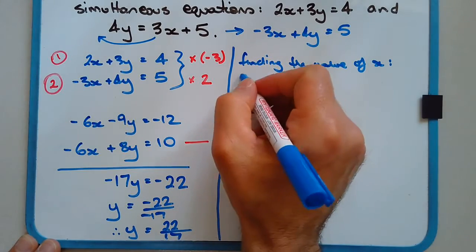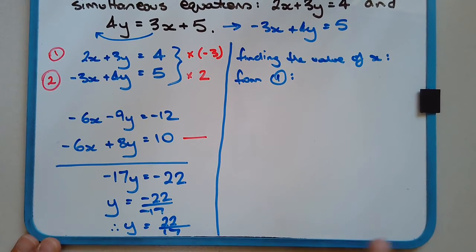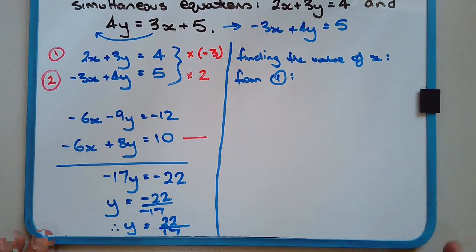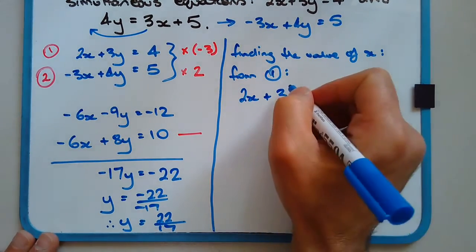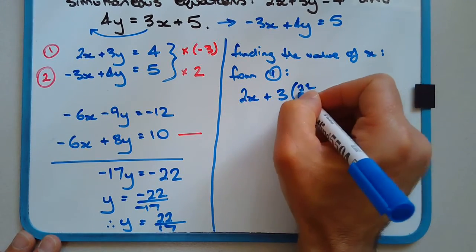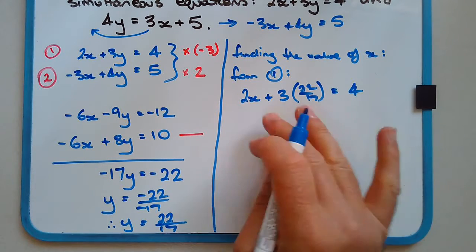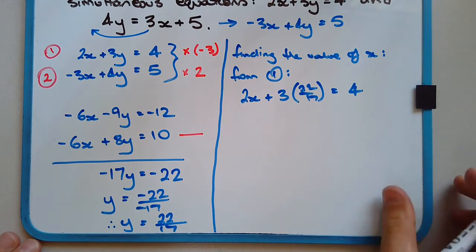Okay, so from equation 1, we're going to substitute the answer that we just found for y, to hopefully find a value for the x variable. So we've got 2x plus 3 outside of 22 over 17 is equal to 4. So let's rearrange this to make x the subject of the formula. I highly recommend that if you're not quite au fait with algebra, you really hone your algebra skills. I think it's extremely useful in so many different ways.